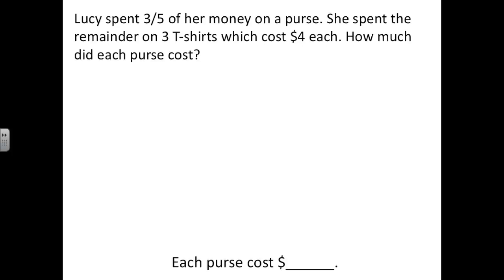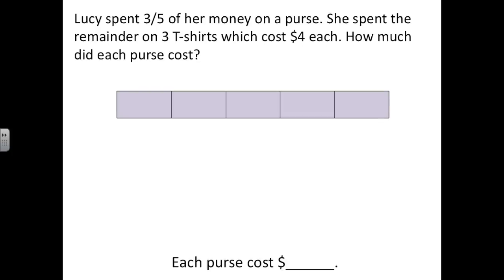And I'm going to look at the problem and figure out, am I solving a part-whole or a comparison problem? Looking at the problem, I can see she spent 3/5 of her money on a purse, and spent the remainder on 3 t-shirts. So those are all the parts. So it's going to be a part-whole problem. Now I'm going to take it line by line. The first sentence says Lucy spent 3/5 of her money on a purse. So I'm going to split my bar up into 5 parts. And I know that 3 of them are the purse because she spends 3/5 on the purse.